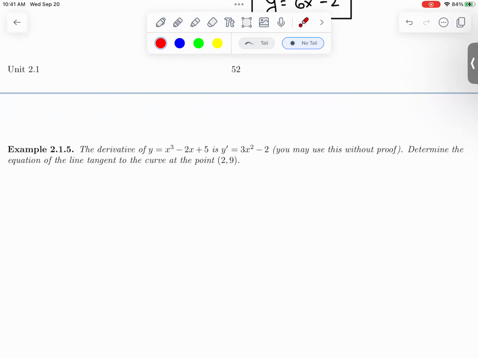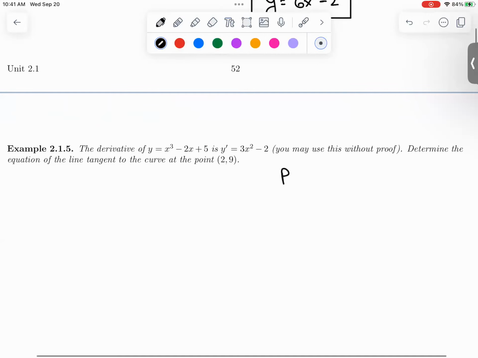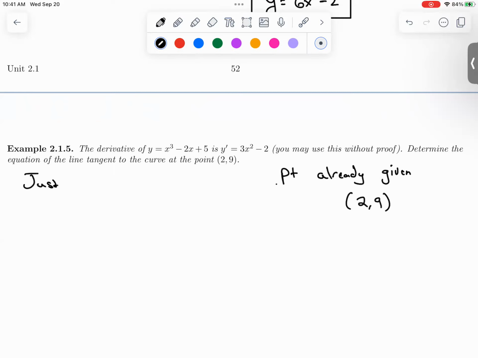Determine the equation of the line tangent to the curve at the point (2, 9). So this time we're given the point. Just need the slope. The point given, point taken. And you'll notice if you plug 2 into the original function, 8 minus 4 is 4, plus 5 is 9. So this is coming from the original function, not the derivative. The derivative is used for the slope only.